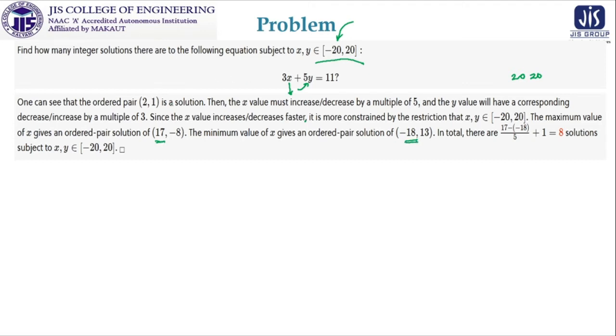How did it come? Look at this, start from 2, as it is going to be an increment or decrement by a multiple of 5. So 2 minus 5 is minus 3, then minus 8, then minus 13, and then minus 18. You can't go further because you will cross minus 20. Similarly, it is 2, 7, 12, 17 and you can't go further because it will cross plus 20. So this is your range. The range of x is from 17 to minus 18.